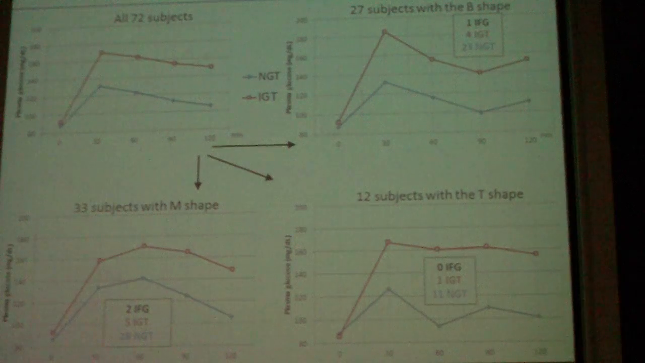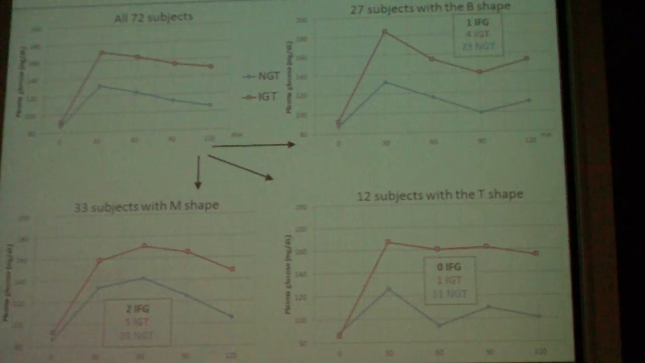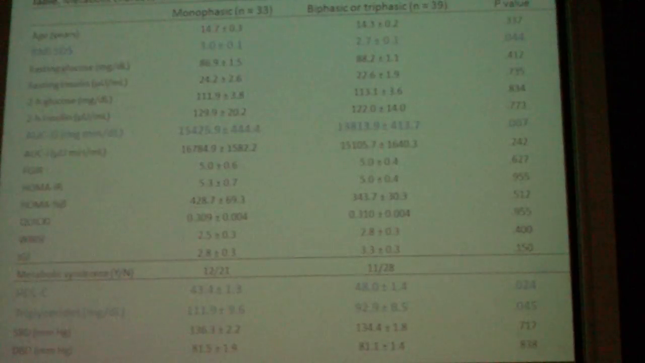There were fewer subjects in the triphasic shape, and none of them had impaired fasting glucose, and only one had impaired glucose tolerance. So then we compared the two groups: we took monophasic and biphasic-triphasic together, because biphasic and triphasic were almost the same and had a good metabolic pattern.